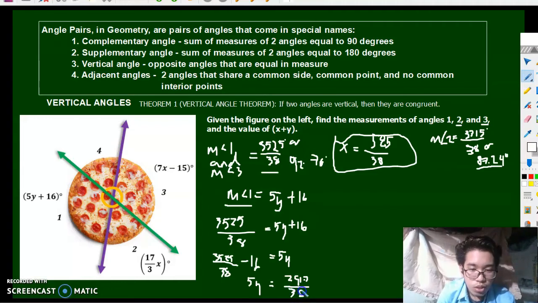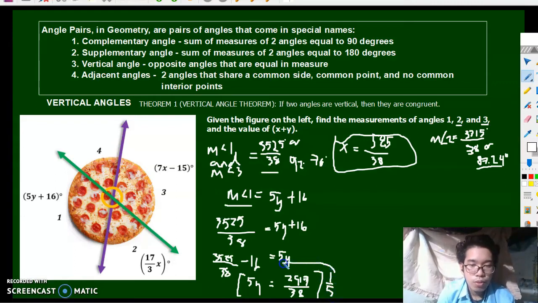Okay, so let's just write that cleanly. So what we have to do is multiply this entire equation. 5y is equal to 2,917. Let's multiply by the reciprocal of 5. Since we have 5y, we have to cancel the 5, and the reciprocal of 5 is simply 1/5.